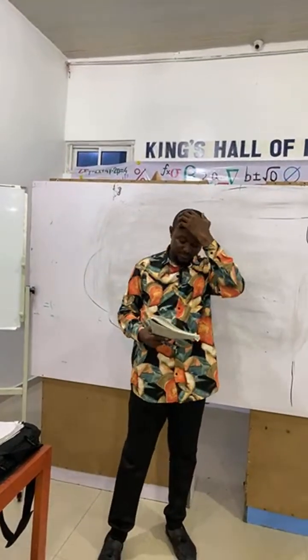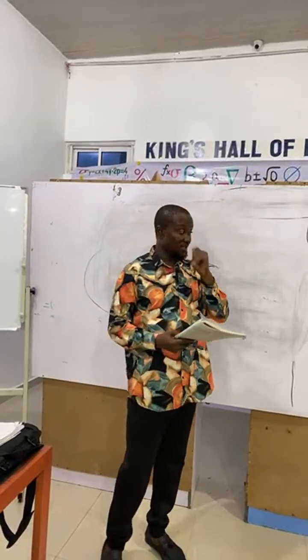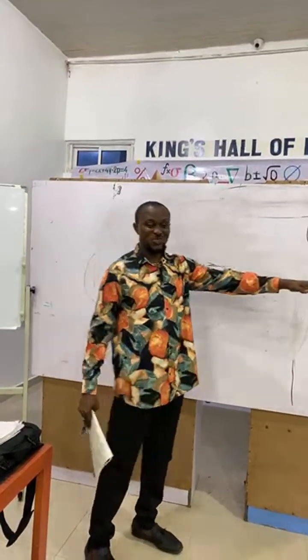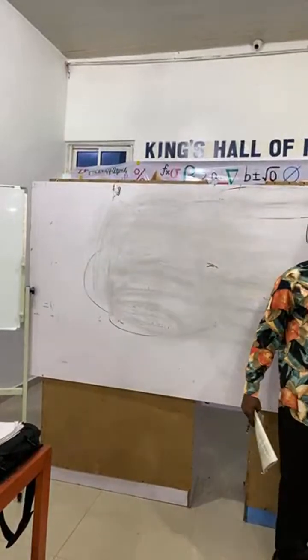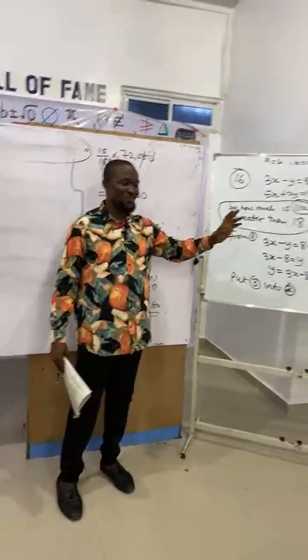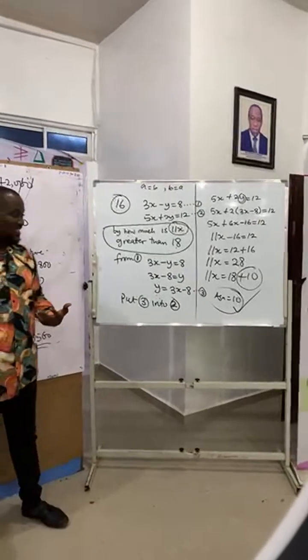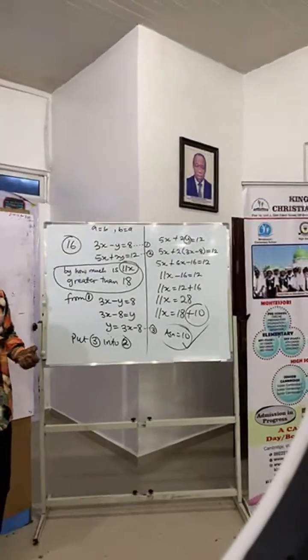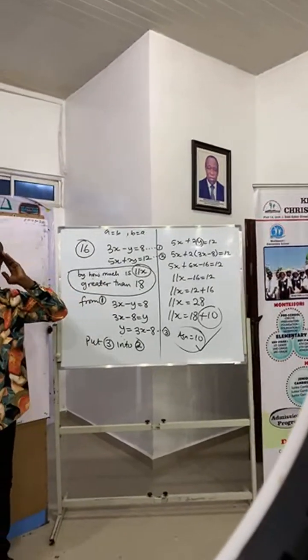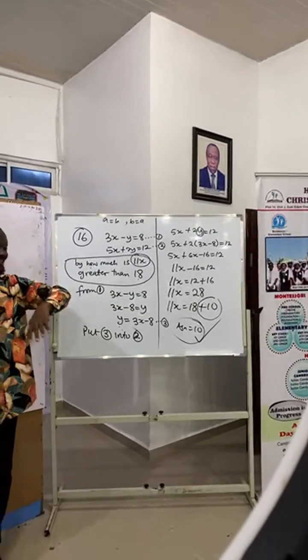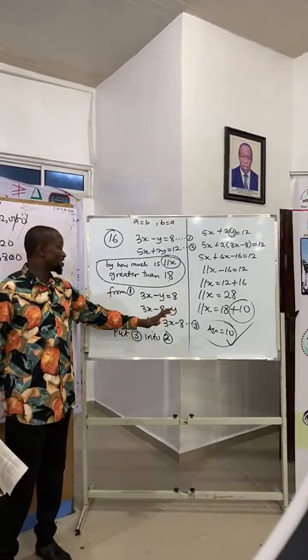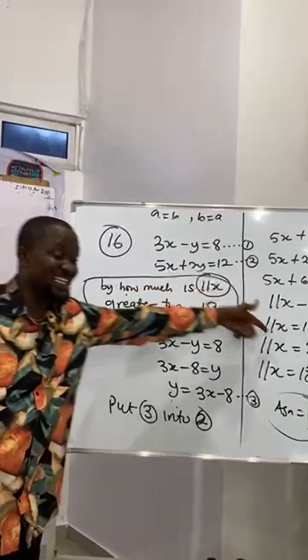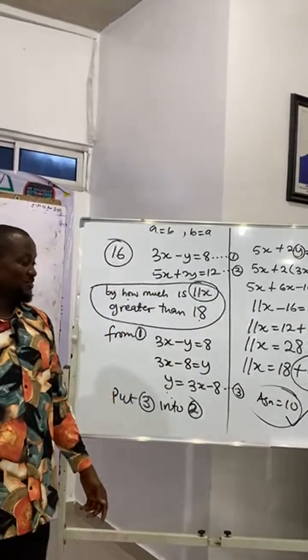Alright, please. Question number 16. Oh, I love this question. I used to love this question. Guys, I love it. Very sweet. It's a question that if you don't really understand mathematics, you fumble. They don't say find x. They say by how much you should have x greater than 18. Oh my God.